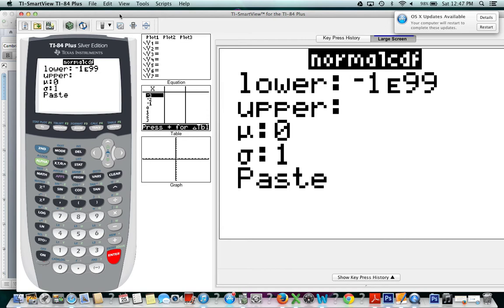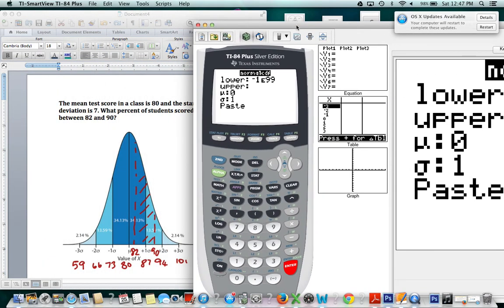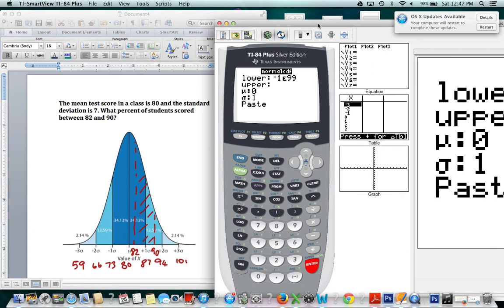Alright, so in this screen, you would like to enter your lower bound, your upper bound, your mean, and your standard deviation. So what does this mean? Your lower bound, we want to know what percent of students scored between 82 on the low end and 90 on the high end, on the upper end. So our lower bound is 82, since that's the lowest we want our students to score, and our upper bound is 90, the highest that we want our students to score.